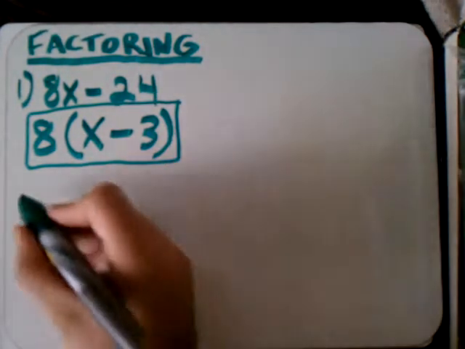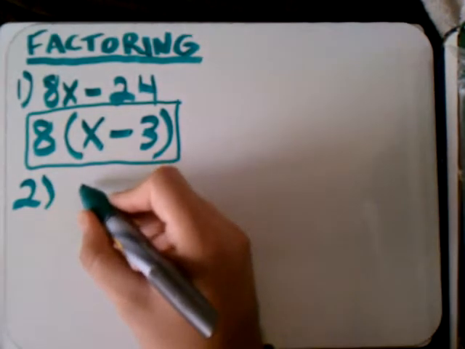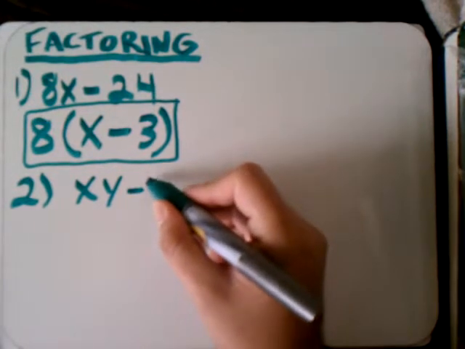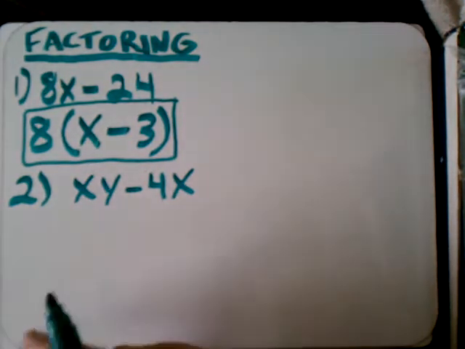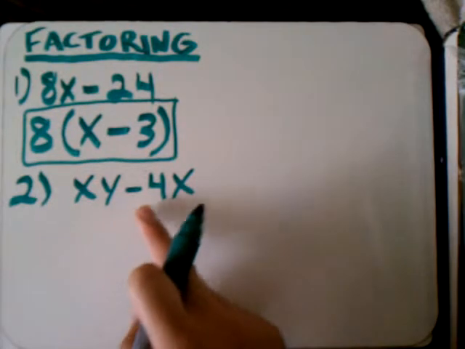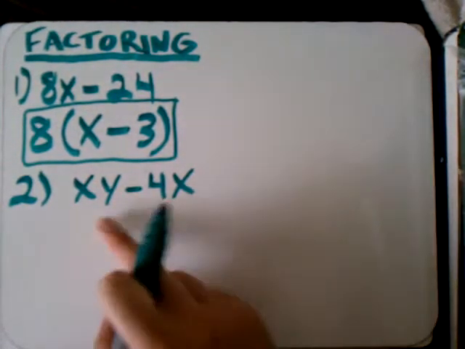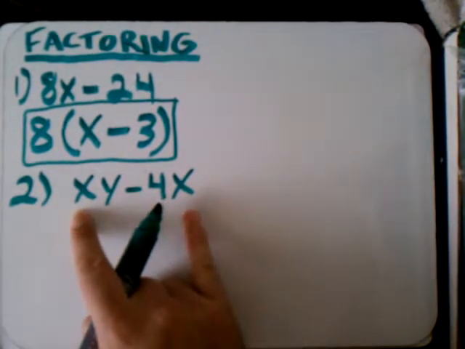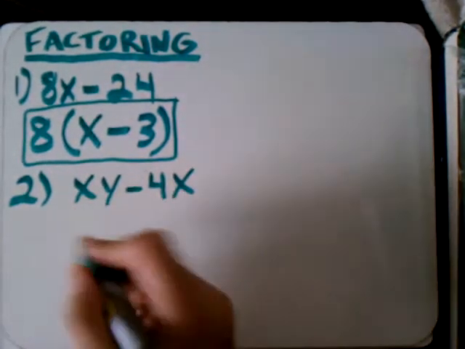This is factoring. Let's do problem number 2. In this case, we have xy minus 4x. Okay, notice that the first term has an x and has a y, and the second one has a 4 and an x. So what do these two terms have in common? The x. When I say in common, it means the one that both of them have. In this case, they have x. So x can come out.